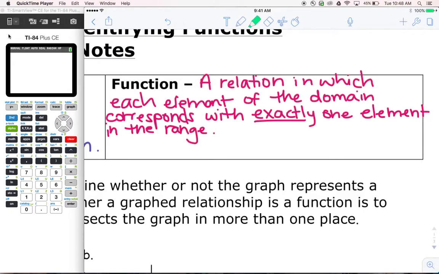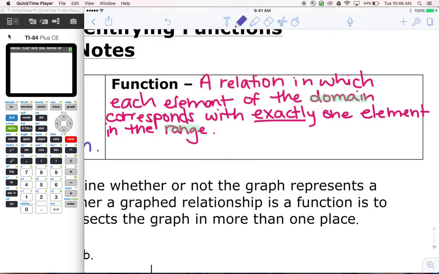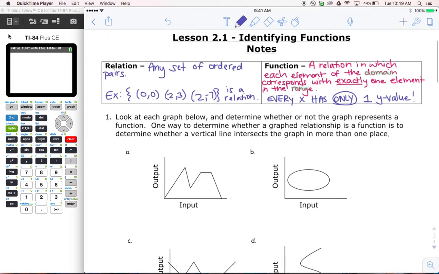Again, domain and range we're going to talk about in the next few days. Here's the main point, y'all. Here's what I really need you to remember: every x has only one y value. Every x value has only one y value. That is the main idea for this.